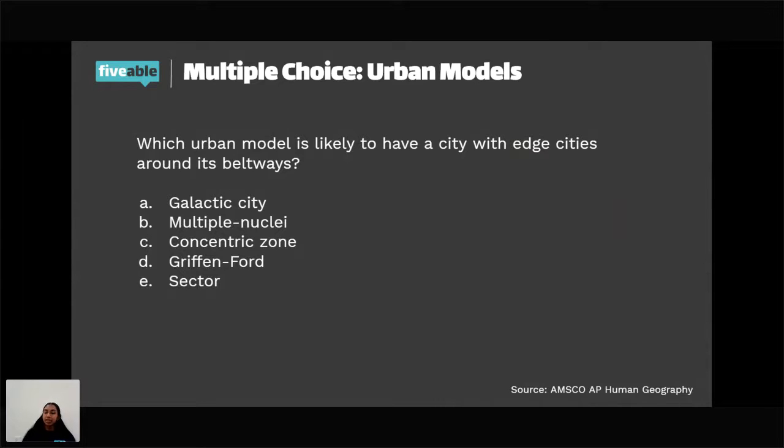Okay, so I'm seeing A for Marcus, and that's correct. Good job. You might not remember this because we did it at the beginning of the stream, but it was a variation on the multiple nuclei model. So the city was actually surrounded by this huge ring road, also known as a beltway, and it has those edge cities along the beltway, so it's surrounded by those edge cities. So good job, Marcus.